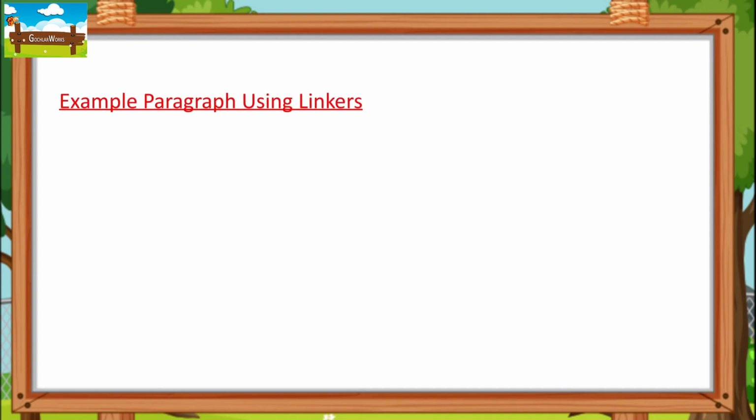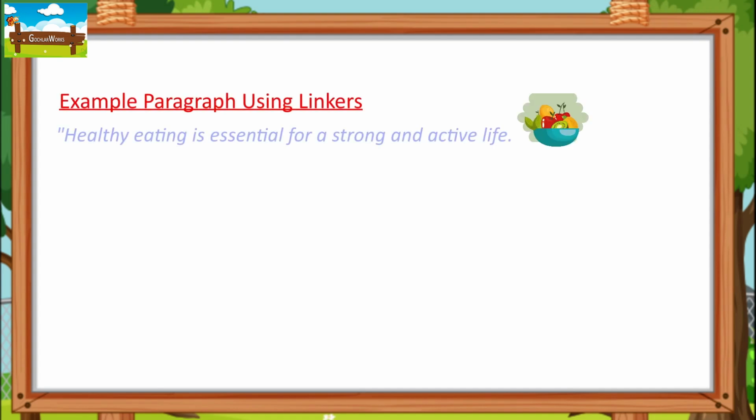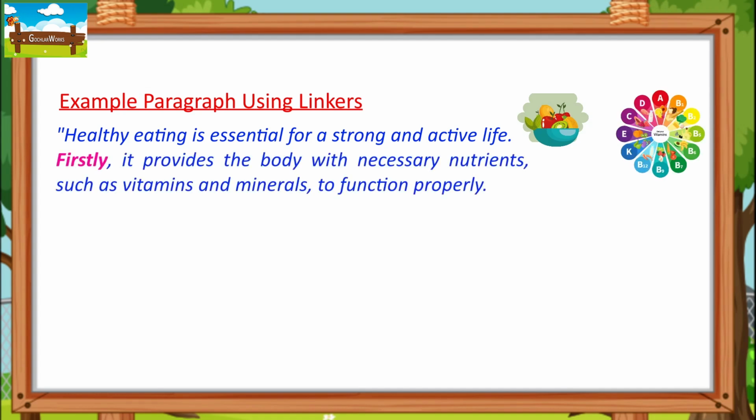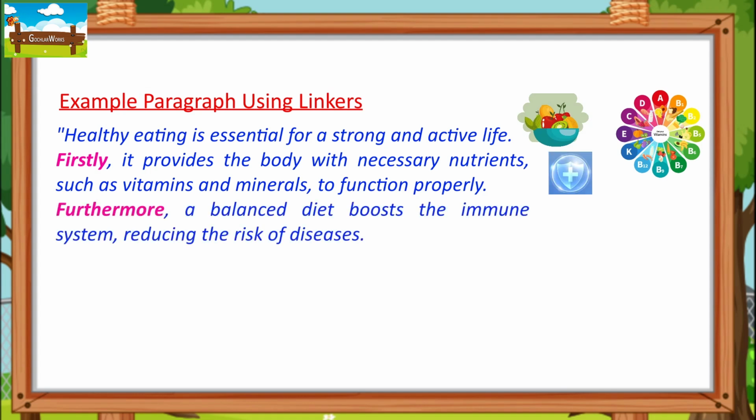Example paragraph using linkers. Healthy eating is essential for a strong and active life. Firstly, it provides the body with necessary nutrients such as vitamins and minerals to function properly. Furthermore, a balanced diet boosts the immune system, reducing the risk of diseases.